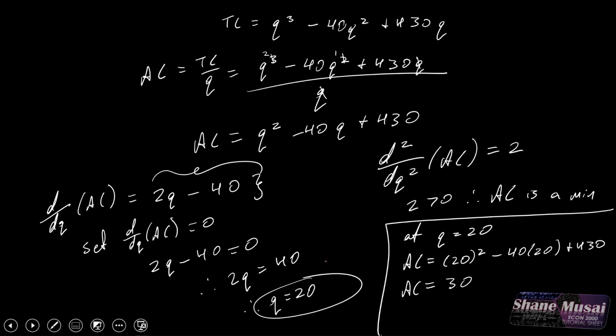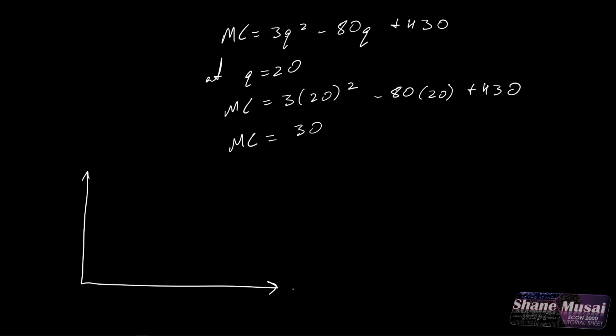Therefore, given what we know about the average cost curve so far, if we were to sketch the average cost curve, with q and average cost on the axes, it should look something like this, where the minimum point would be when q is equal to 20 and when the average cost is equal to 30. And so we know the marginal cost must also pass through this one point here.